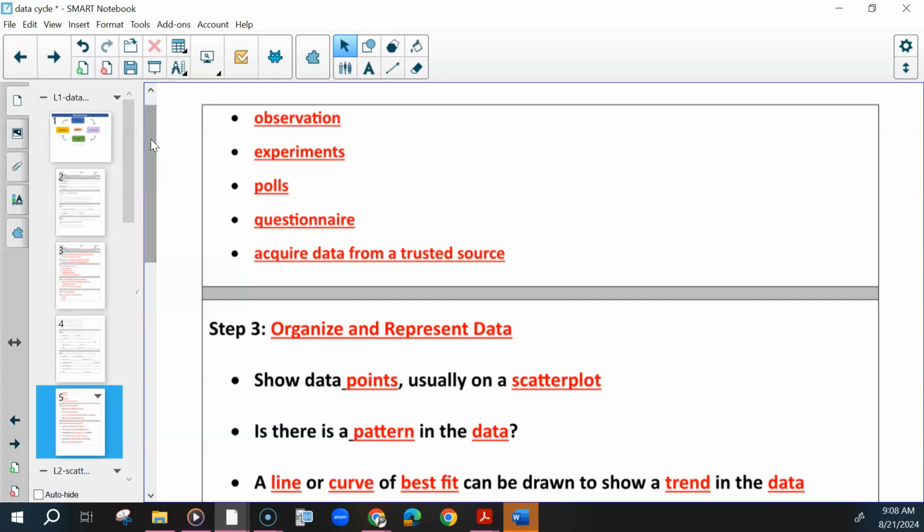We can collect data through observation, looking at whatever's happening without really saying anything, just watching. By actually doing experiments, so a lot of scientists are collecting data. By taking polls, maybe in your community, of the school in general, or finding polls. A questionnaire is kind of the same thing as polls. Or acquiring data from a trusted source.